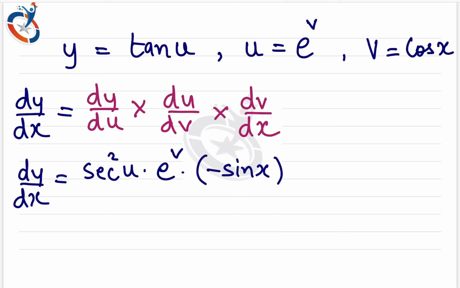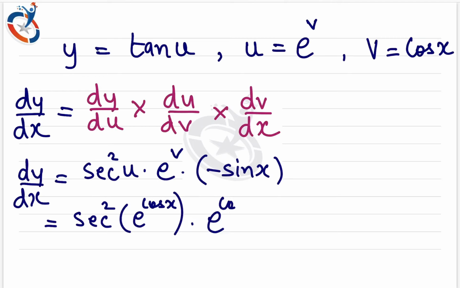minus sin x. Clear? So your answer will be sec square u, where u is e raised to v and v is cos x, so that becomes sec square of e raised to cos x into e raised to cos x into minus sin x. Clear? I have substituted the values of u and v in terms of x here.